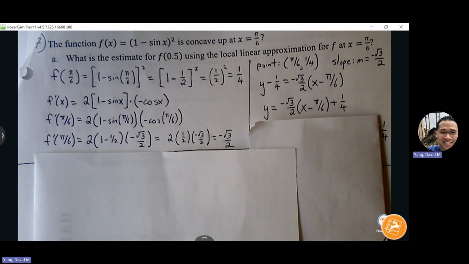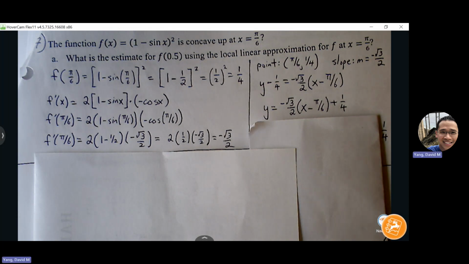Sine of pi over 6 is 1/2. Cosine of pi over 6 is √3/2. My slope is negative √3/2. Point slope form. What I like to do is get that y by itself so that I can just plug in that decimal and enter all this in the calculator and it just gets that decimal value that I'm looking for.